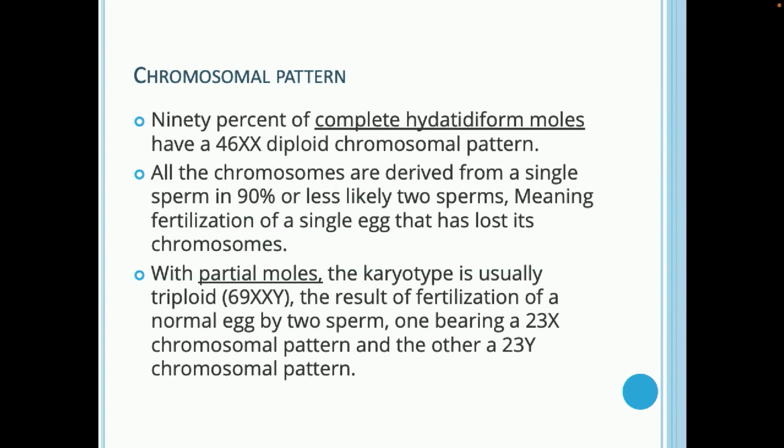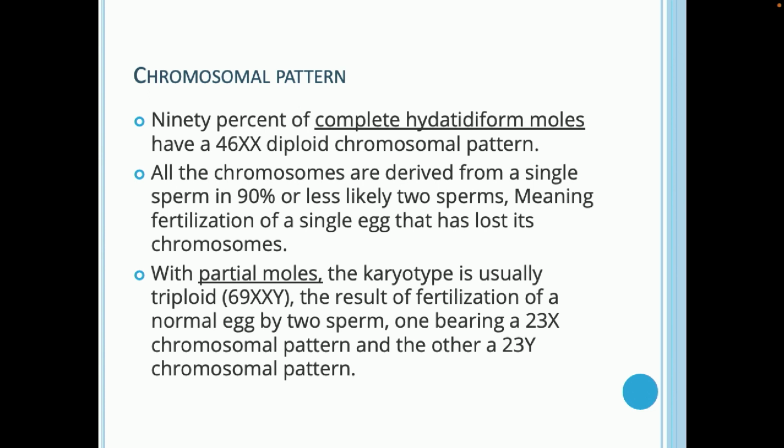But it is very important. So in the morning I was asking somebody, has the chromosomal study been done or not? The chromosomal pattern for both is different. 90% of complete hydatidiform moles have a 46XX diploid chromosomal pattern. All the chromosomes are derived from a single sperm. In the remainder, or less likely, there will be two sperms, meaning the fertilization of a single egg that has lost its chromosomes. So that is what creates a complete molar pregnancy.